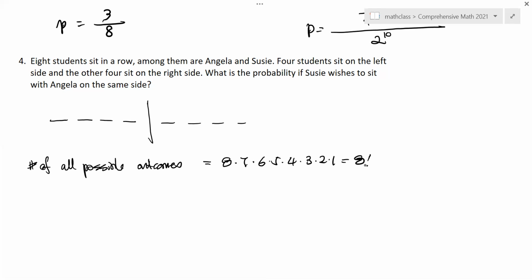Now, how to make sure Angela and Susie sit on the same side.